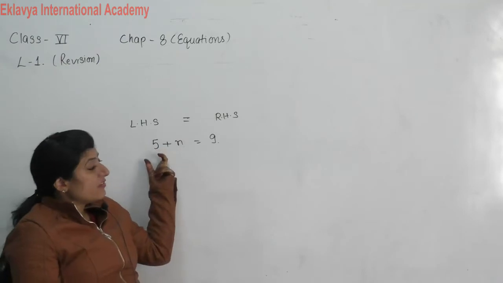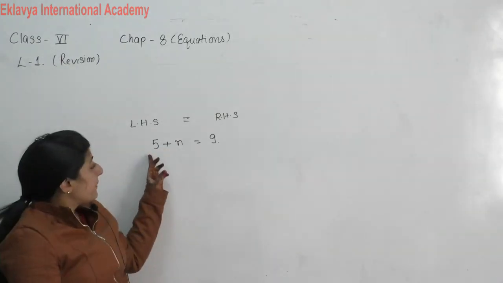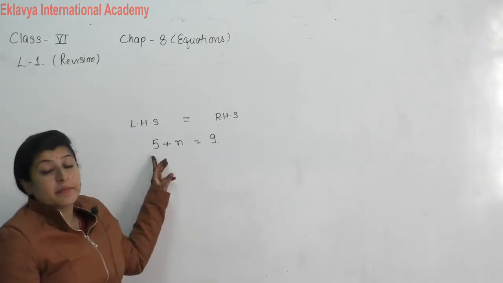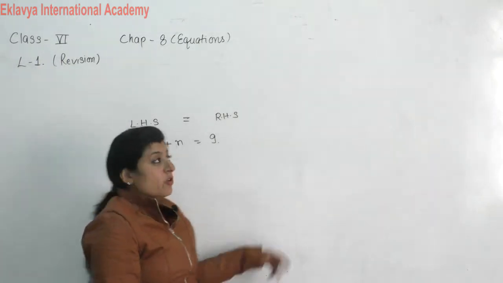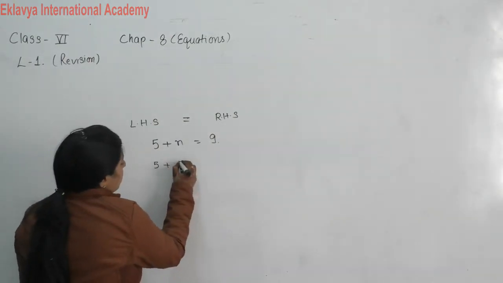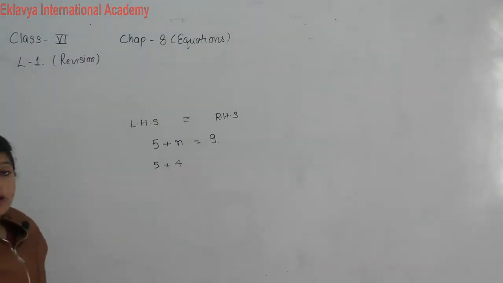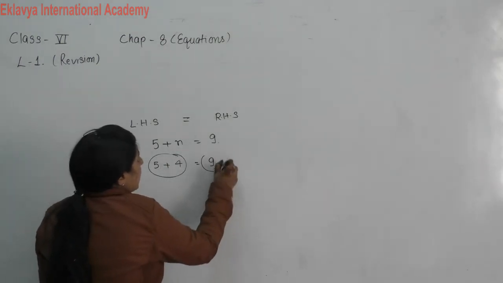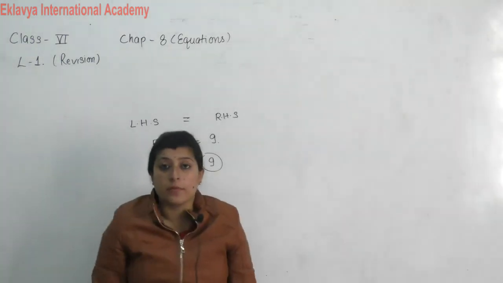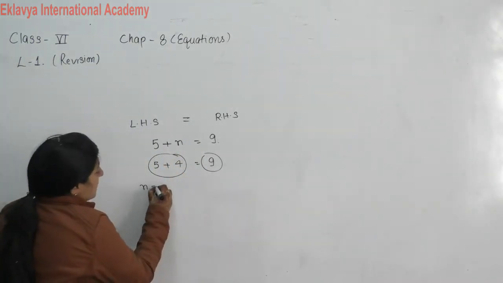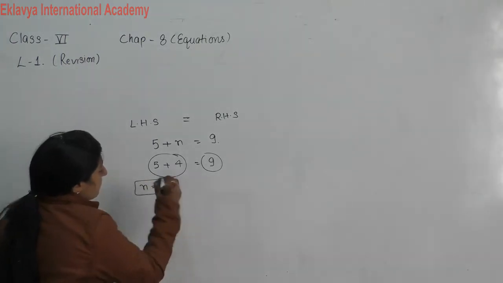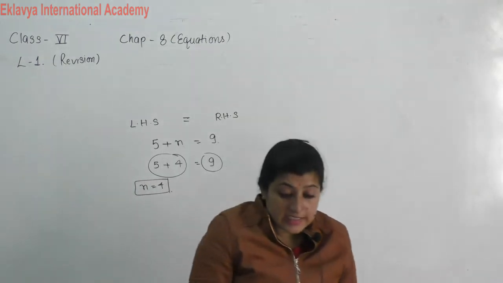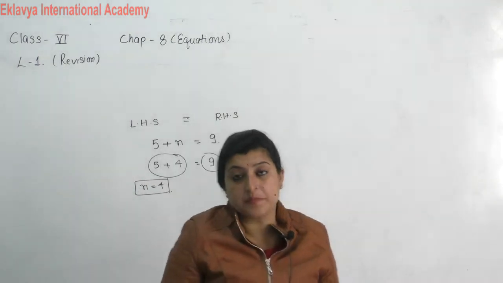Then mentally, if we are solving, what should be added to 5 that becomes 9? So we know that if we put 4 here, then 5 plus 4 is equal to 9. Then your left hand side and right hand side become equal. So what is the solution and root of this equation? That is n is equal to 4. This is solving mentally by inspection.